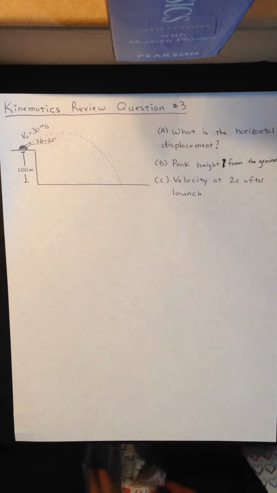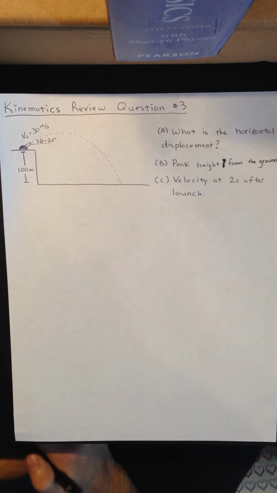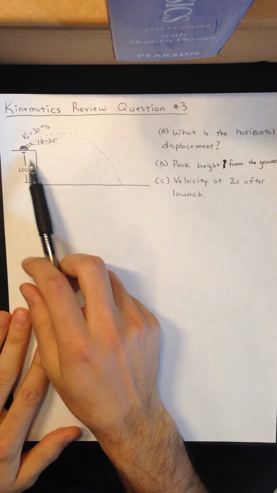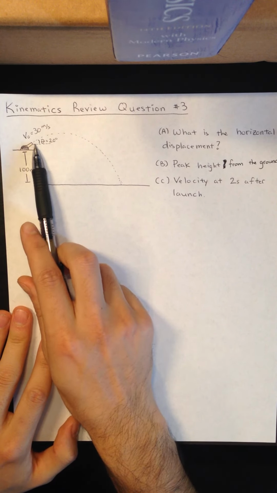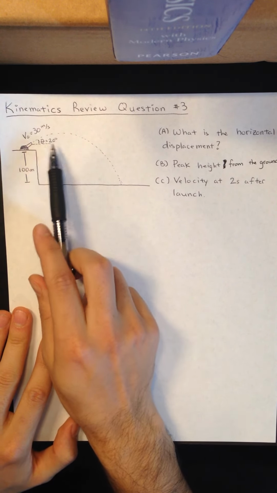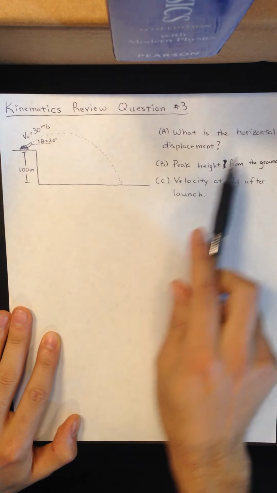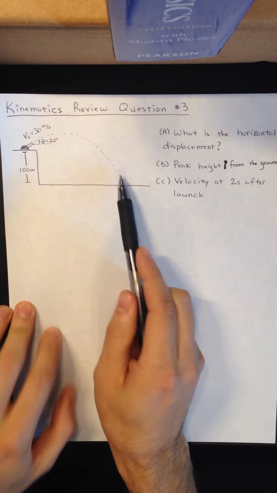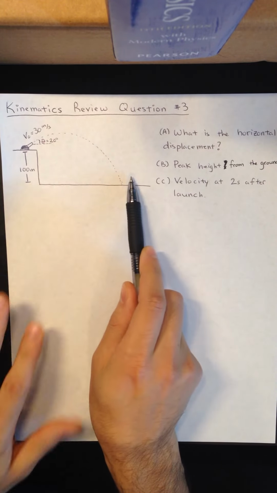Okay, so this is a classic projectile motion problem. We have a cannon on top of a cliff, 100 meters up, that shoots a cannonball at 30 meters per second at an angle of 20 degrees with the horizontal. It moves something like this. The question is, what is the horizontal displacement? So how far does it go off from the edge of the cliff?